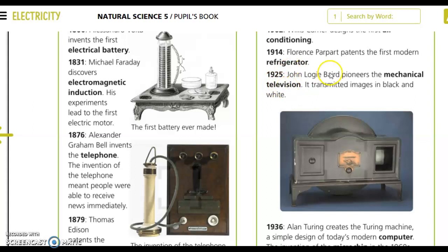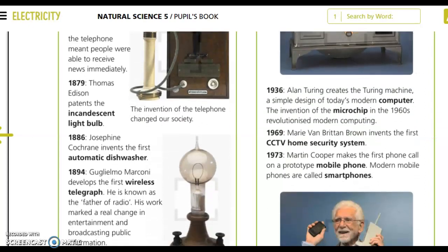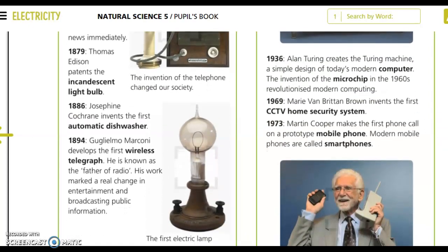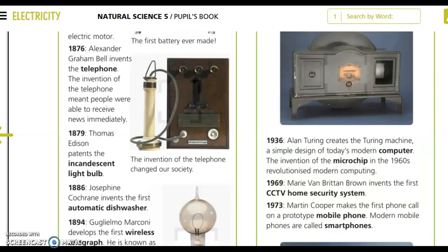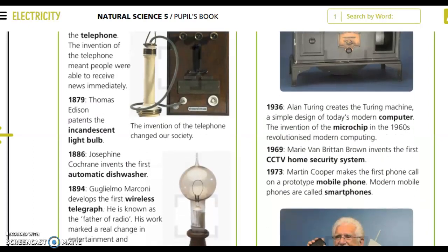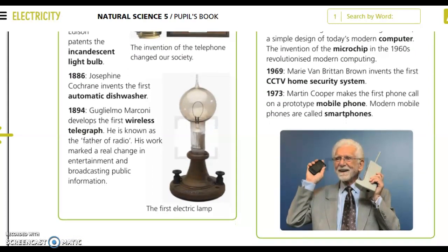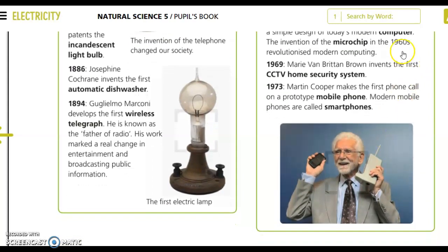John Logie Baird pioneers the mechanical television. It transmitted images in black and white. 1936. Alan Turing creates the Turing machine, a simple design of today's modern computer. The invention of the microchip in the 1960s revolutionized modern computing.